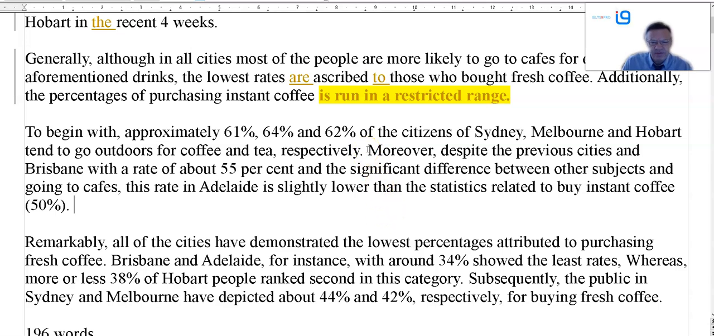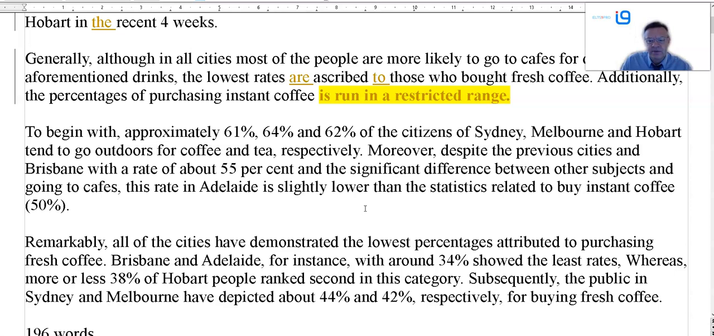Moreover, this is a bit of a convoluted, not easy to understand. So, let's just have another look. To begin with, go outdoors for coffee and tea. Okay. Moreover. Well, it's not moreover. It's not connected to that. It's a separate thing.